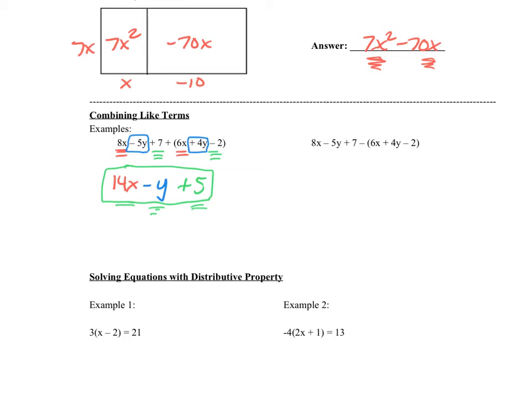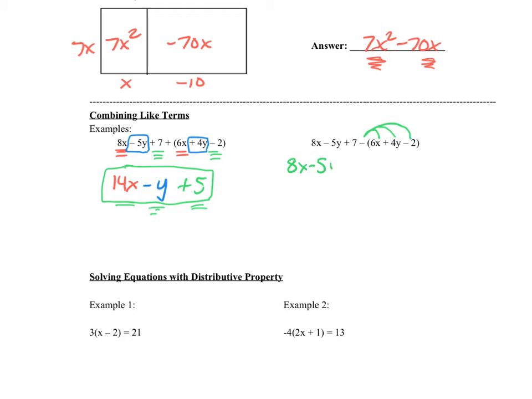On the example to the right, you'll notice I have 8x minus 5y plus 7, and then I have subtract, and then in parentheses 6x plus 4y minus 2. Now, when we have a negative sign outside parentheses like this, that is a distribution situation, because I'm subtracting everything that's in the parentheses. So my suggestion is to rewrite the problem.